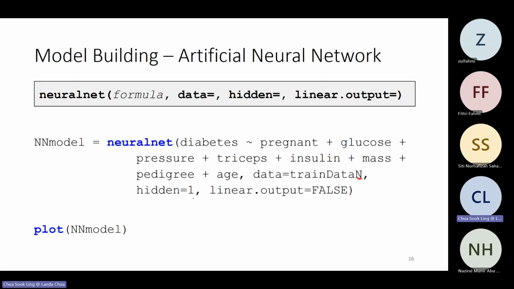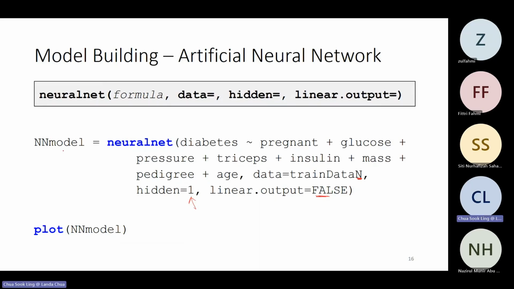Then this hidden, how many hidden layers? I just put it at 1 first because it makes things easier. Later on, we will change this hidden layer. And then this linear output, we're going to put false. Why? Because you want to use the activation function as the output.